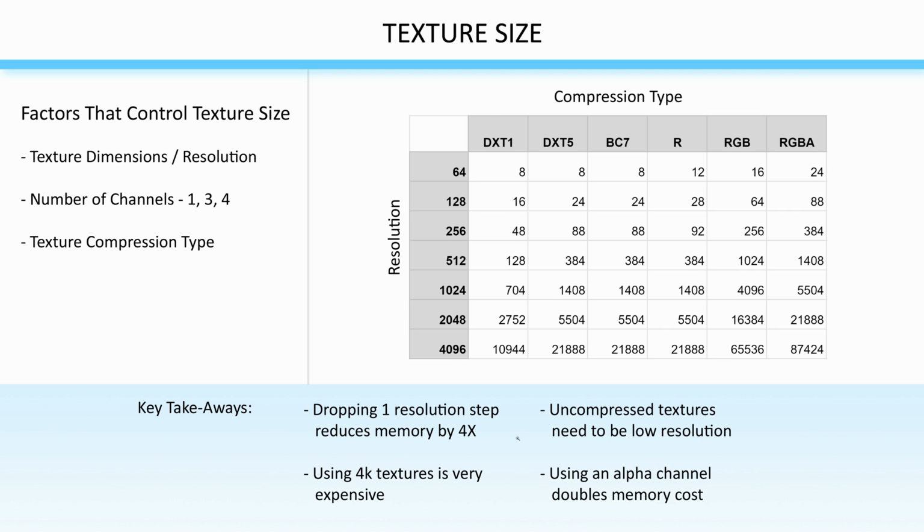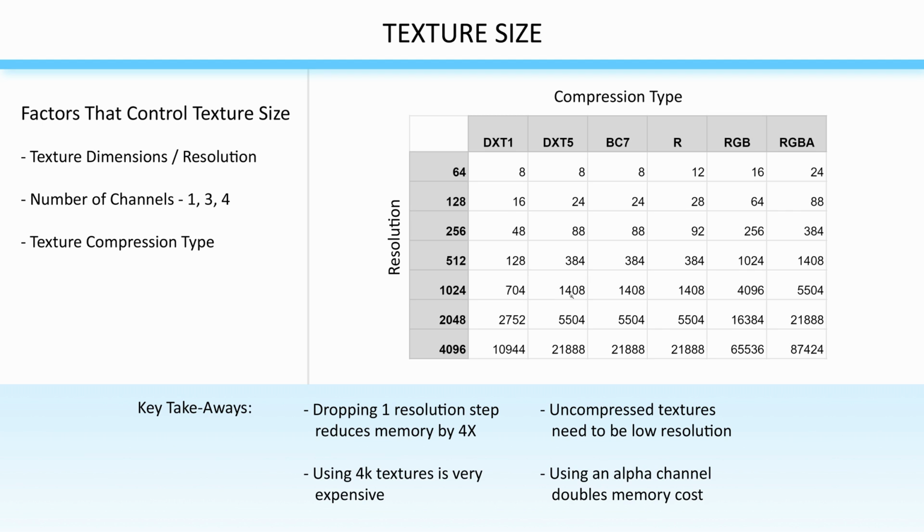And then our final takeaway here is that using an alpha channel doubles your memory cost. So if we're using a 1024 texture, that's DXT1, that's 704 kilobytes. But then if we add just one more channel, so it's using 4 channels, now we're up to 1408. So we've doubled our cost going from 3 channels to 4 channels.